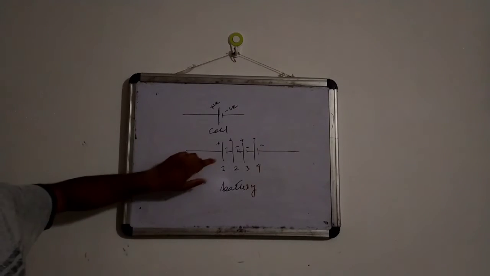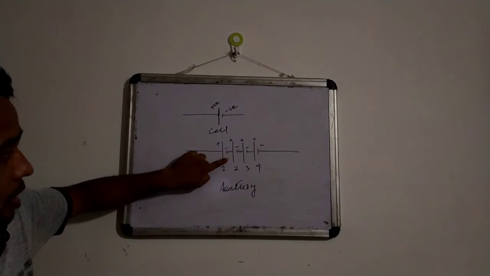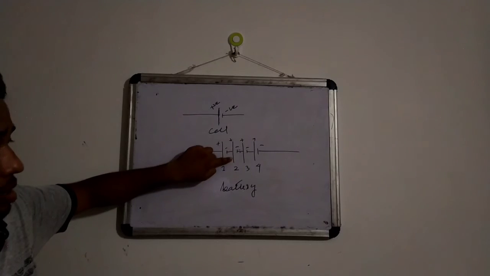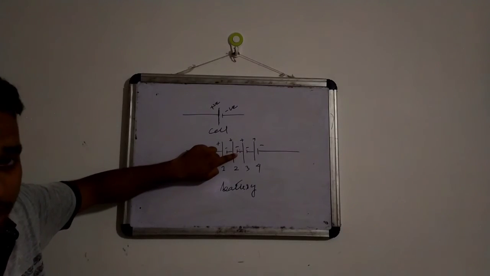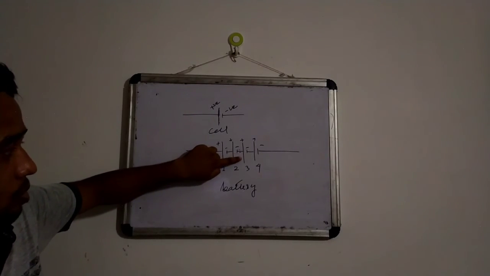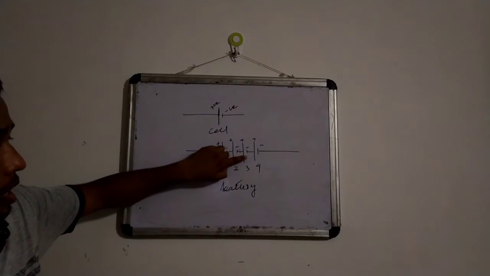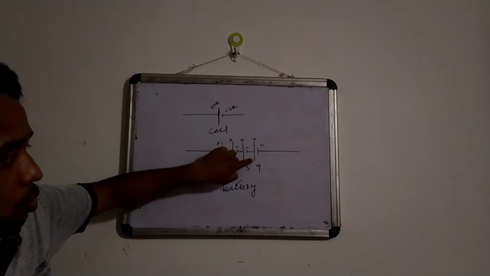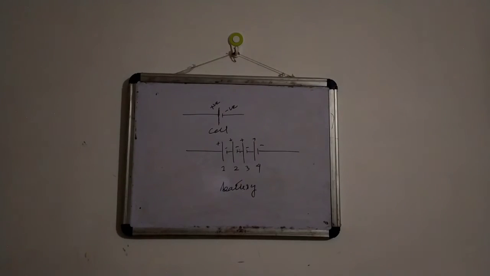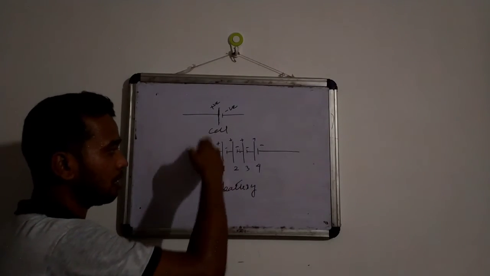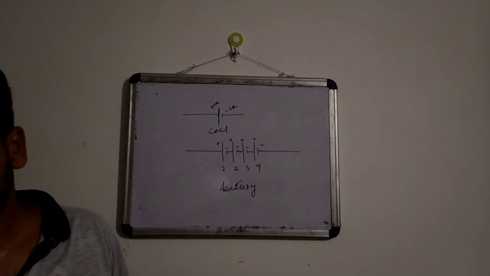See here, the negative of the first cell is connected with positive of the second cell. Similarly, negative of the second cell is connected with positive of the third cell. Negative of the third cell is connected with positive of the fourth cell. So in this way we can connect the cells and make a battery.